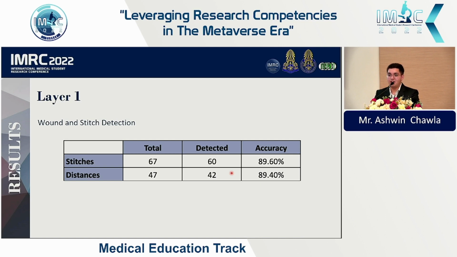since if the AI cannot detect the stitches, it will not be able to follow any other protocol. So the AI was able to accurately detect stitches and distances at an accuracy of 89.6 and 89.4% respectively.